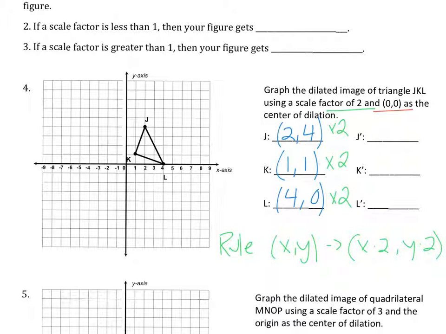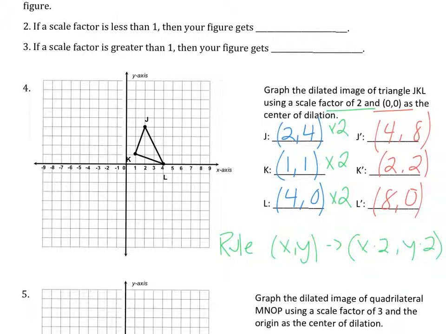Now, if I do that, I can find J prime, K prime, and L prime. So, 2 times 2 is 4. 4 times 2 is 8. That's my ordered pair for J prime, (4, 8). If I do the same thing for K, 1 times 2 is 2, and 1 times 2 is 2. That's my new ordered pair for K prime, (2, 2). And finally, L prime: 4 times 2 is 8, and 0 times 2 just stays 0, so (8, 0). Now I have all three of my new ordered pairs, which is going to help me dilate this image and find our new triangle.